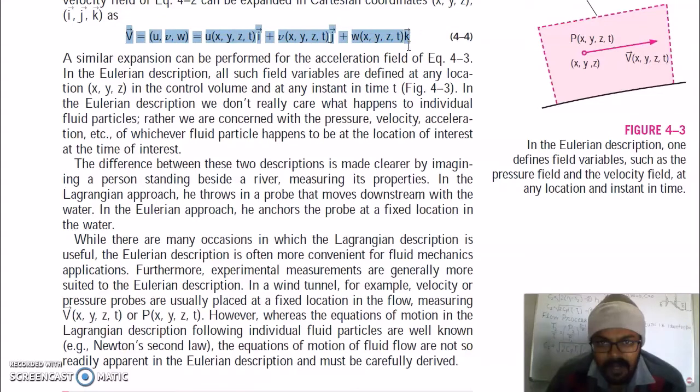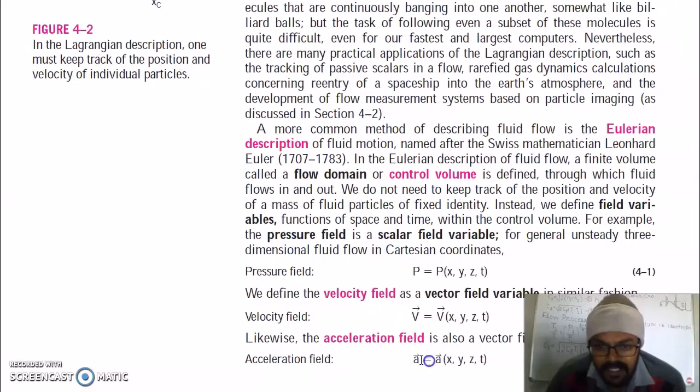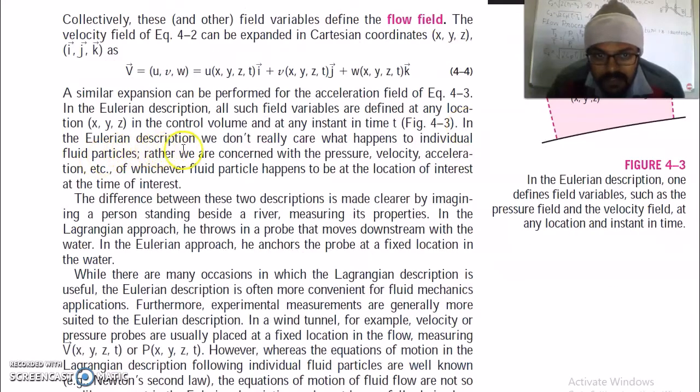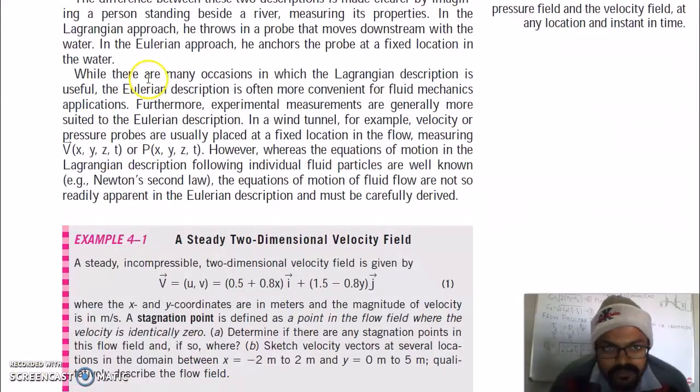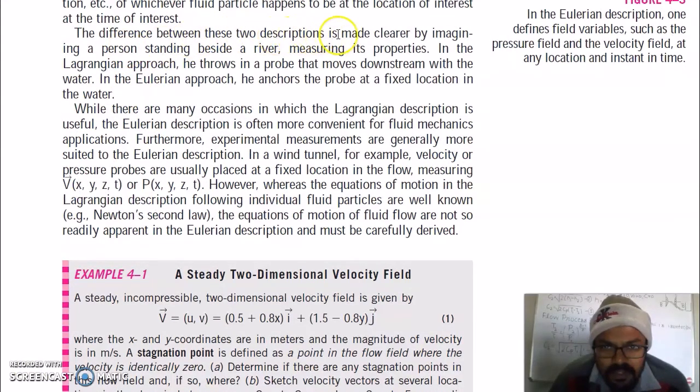You can write in this method for this acceleration field. In Eulerian description, we don't really care what happens to individual fluid particles. Rather, we are concerned with the pressure, velocity, acceleration. So the difference between two descriptions is made clear by imagining a person standing beside a river, measuring its properties. In the Lagrangian approach, he throws a probe that moves downstream with the water. In the Eulerian approach, he anchors a probe at a fixed position in the water.